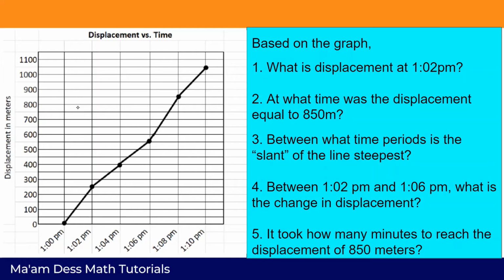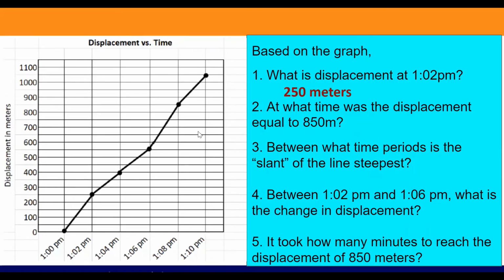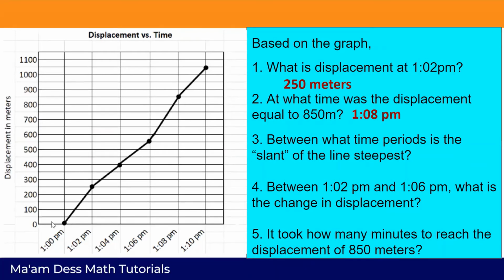Okay, number 1. What is the displacement at 1:02 p.m.? So in 1:02 p.m., ano daw po yung displacement? Look at the line graph. So we have 250 meters. Okay, so let's continue. Number 2, what time was the displacement equal to 850 meters? Our answer is 1:08 p.m. So, ayan. 850 is at 1:08 p.m.